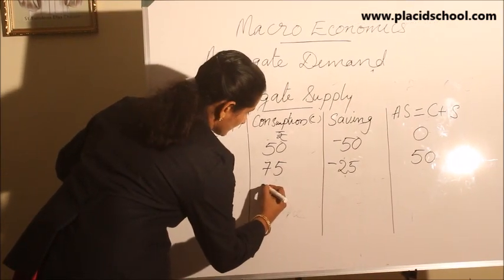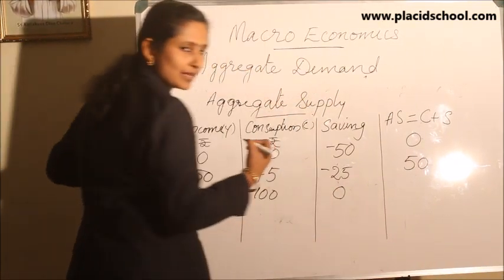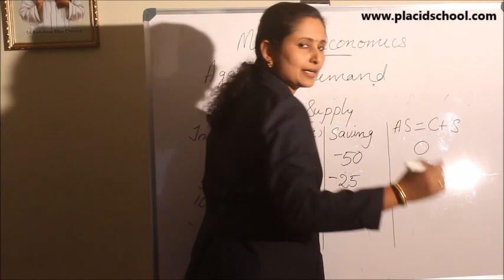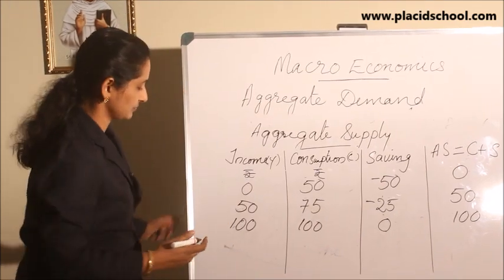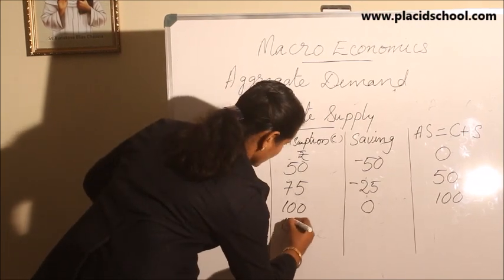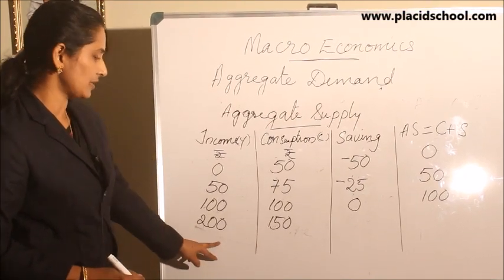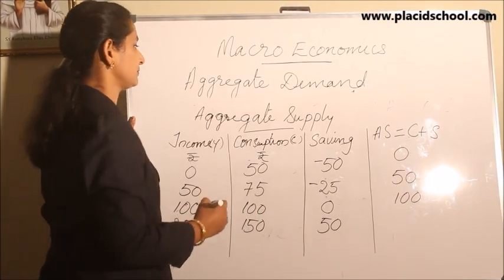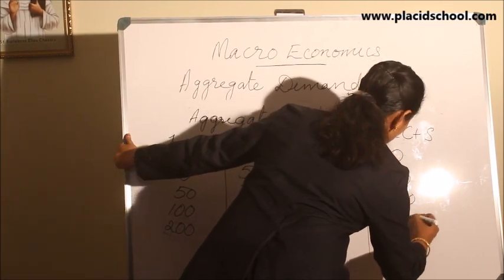Then income increased to 100 rupees. The full amount is spent for consumption. There is no saving. 0 is the saving here. Aggregate supply is the sum total of consumption and saving. So 100 plus 0 is equal to 100. ₹150 is the consumption now. The remaining amount is for saving, that is 50 rupees. By adding these two columns, we get aggregate supply as 200.